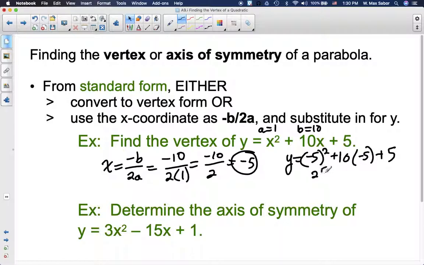So we have 25 minus 20, minus 50 plus 5. That becomes negative 25 plus 5, which is negative 20. So our vertex is negative 5, comma negative 20.